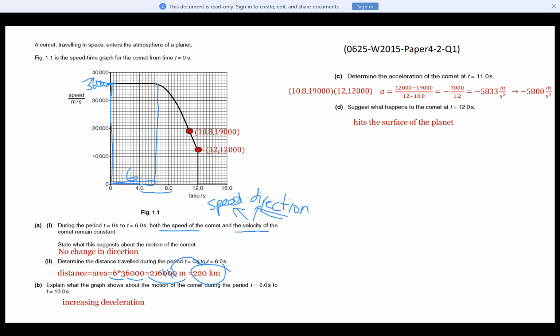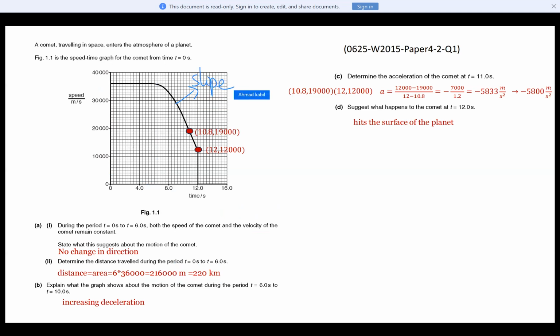Next, we are required to discuss what the graph shows about the motion of the comet during the period t equals 6 to t equals 10. So what do we know about the graph here from 6 to 10? From 6 to 10, what happens to the slope? Is it constant? No, the slope here has two properties. It's frowning and it's negative. The slope is negative because the line is moving downwards, and it's concave down as well. So it's frowning. So what does this tell us?